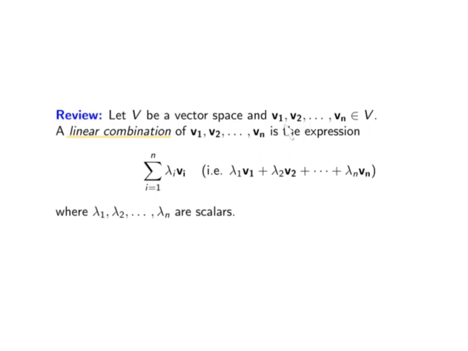Let V1 up to Vn be vectors in a vector space. A linear combination of V1 up to Vn is the expression formed by summing all the scalar multiples of these vectors. We notice that this expression gives us a vector in the vector space.